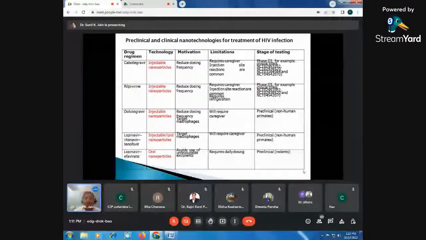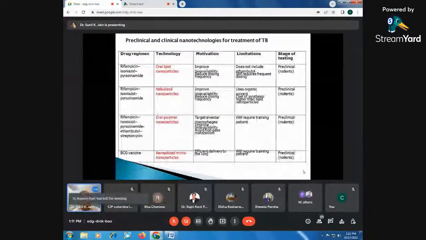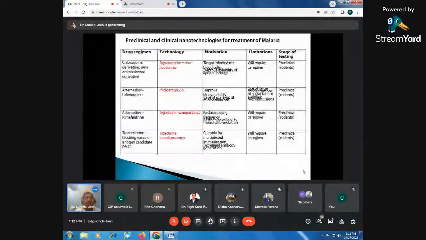Next is the treatment of TB, tuberculosis. Different combinations of drug regimens are used, and the technologies we can use are oral lipid nanoparticles, nebulized nanoparticles, and aerosolized micro or nanoparticles. These are also in some preclinical stages. Now we're talking about the treatment of malaria. Injectable immunoliposomes, microemulsions, injectable nanoparticles, and injectable nanoliposomes are developed, and these are in testing conditions.